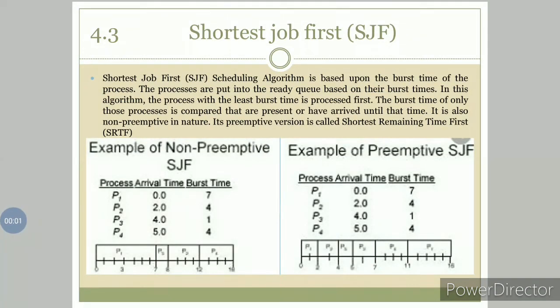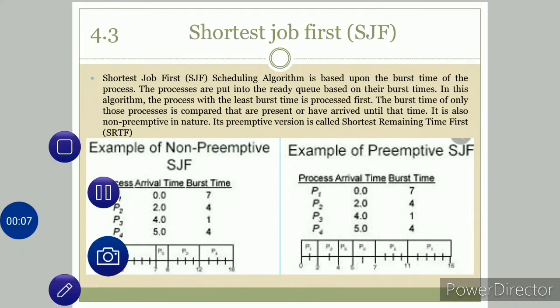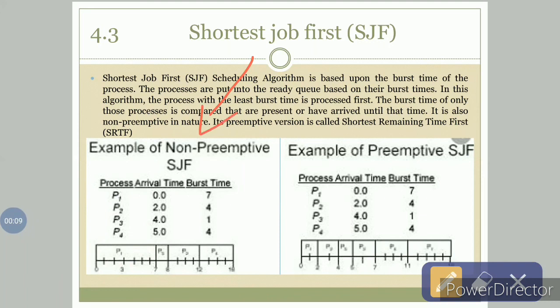Next scheduling algorithm is shortest job first, SJF. Basically SJF has two parts, that is non-preemptive and preemptive SJF. As we have already learned what is preemption and non-preemption, in case of non-preemption, once the process is taken into consideration for its execution, it cannot be taken out.